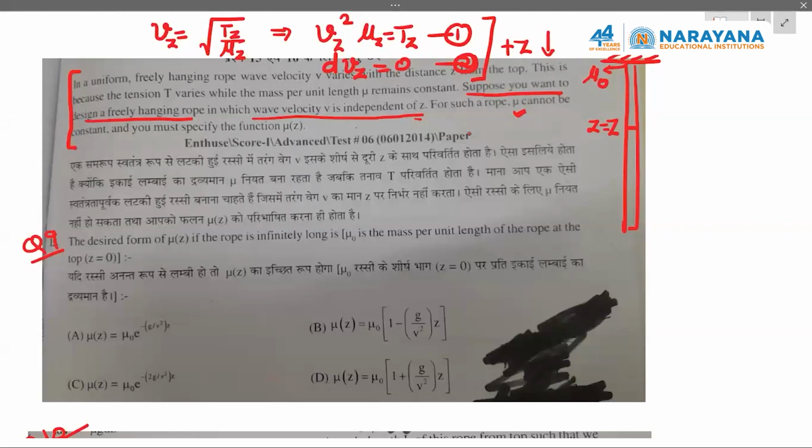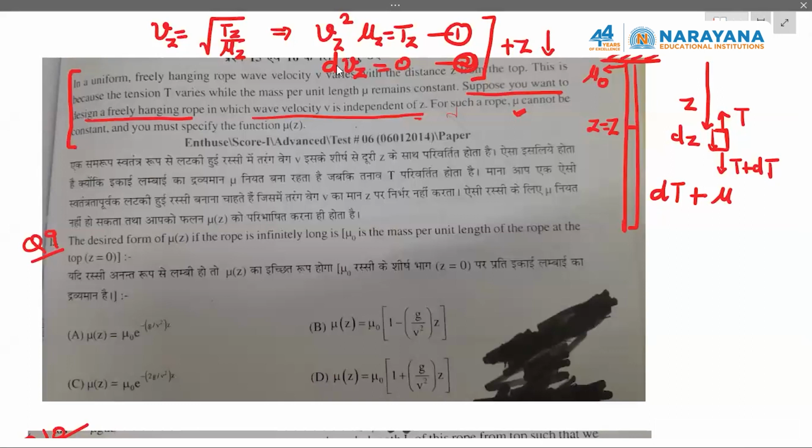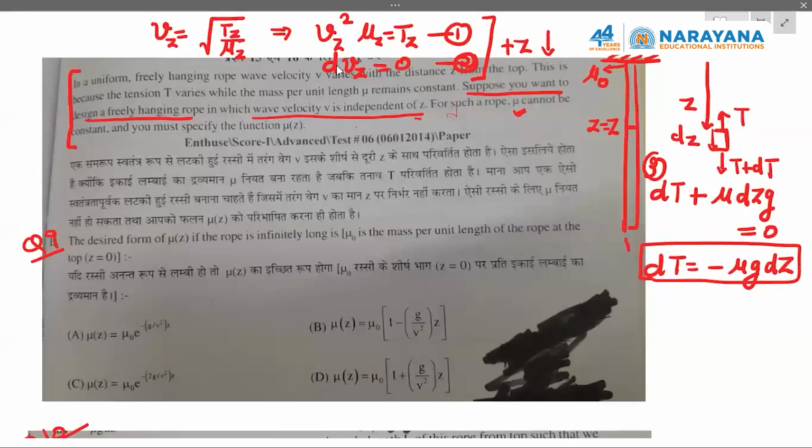One more thing that we know here is, if I want to write the expression of dT, dmg was the reason. So if you go to a general z and cut a dz element, we understand that tension here is T, and here it is T plus dT. I'm taking downward direction as positive. So I'm getting dT, and mu as a function of z into dz into g, that is equal to 0. So that is maybe my third equation. So dT I'm getting as minus mu g dz. That is my dT in this problem.